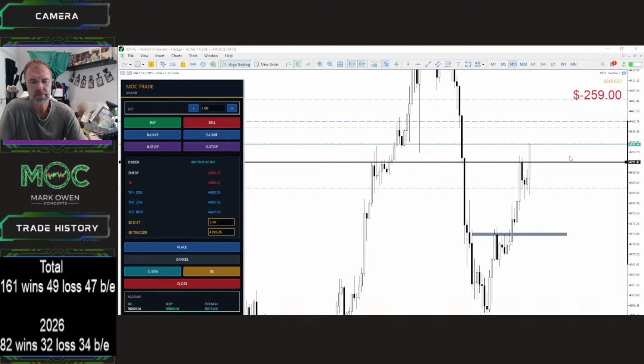Here we go. Right on our entry price. You can see it over here. We were $2,600 negative, we're now $600 positive. Let's see where we go. Pushing up. Let's get this under that level.